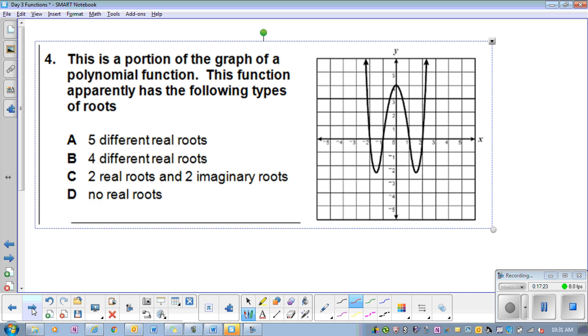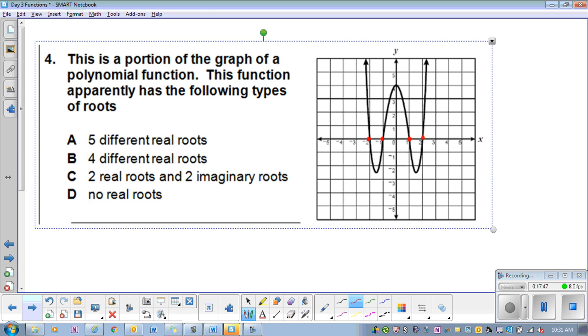All right, so this is a portion of the graph of a polynomial function, again. So this function has the following types of roots. Guys, what are the solutions here? There are 3 terms. Okay, so look at that. Those are all the x-intercepts, right? 4 different real roots. 2 is right.